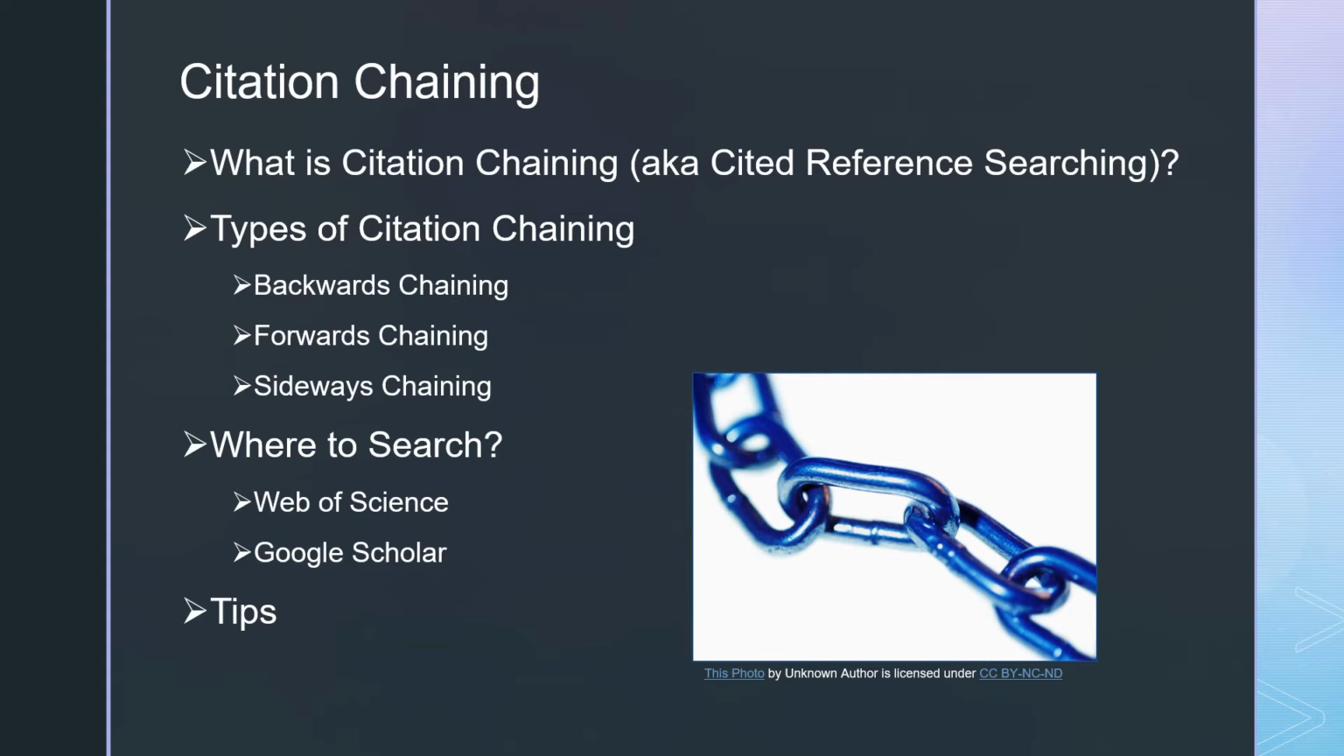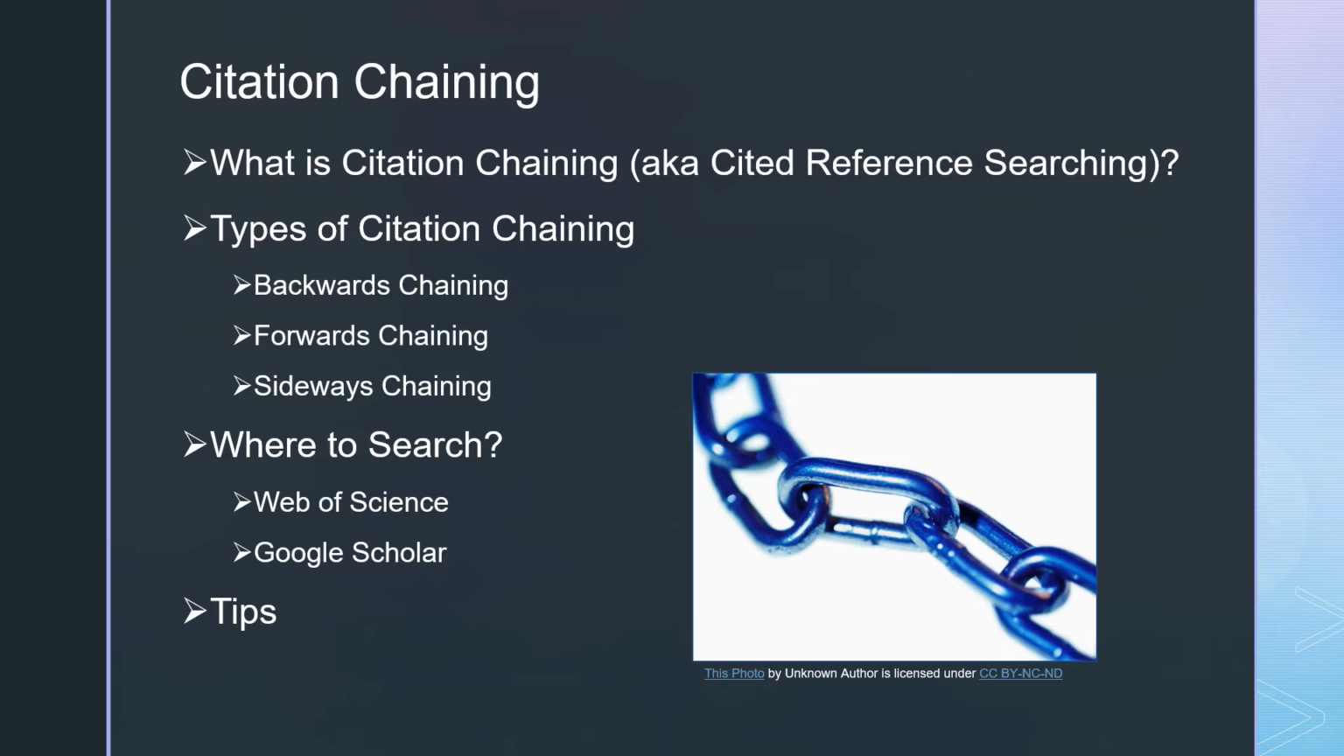Sideways chaining is another form of citation chaining. In sideways chaining, authors cite and share some of the same literature and references, even if they are not citing each other directly. This may happen when authors are publishing concurrently.